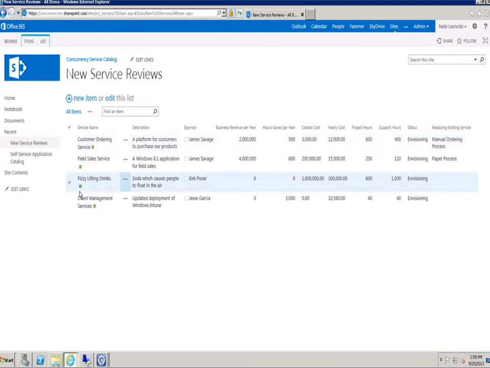On the flip side, I might see something like the fizzy lifting drinks. So fizzy lifting drinks is a very important request that allows people to be able to float up in the air when they drink soda. It's very popular from Willy Wonka. And Kirk Poser, one of our sales folks, is requesting this particular service.